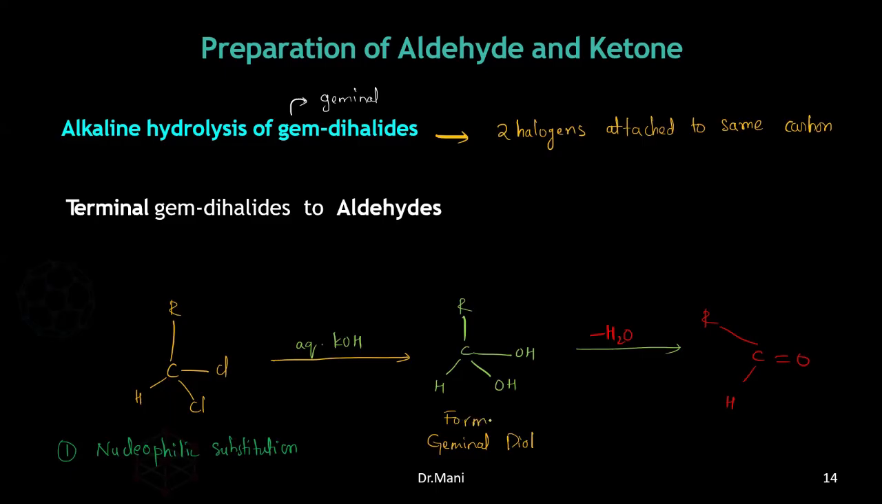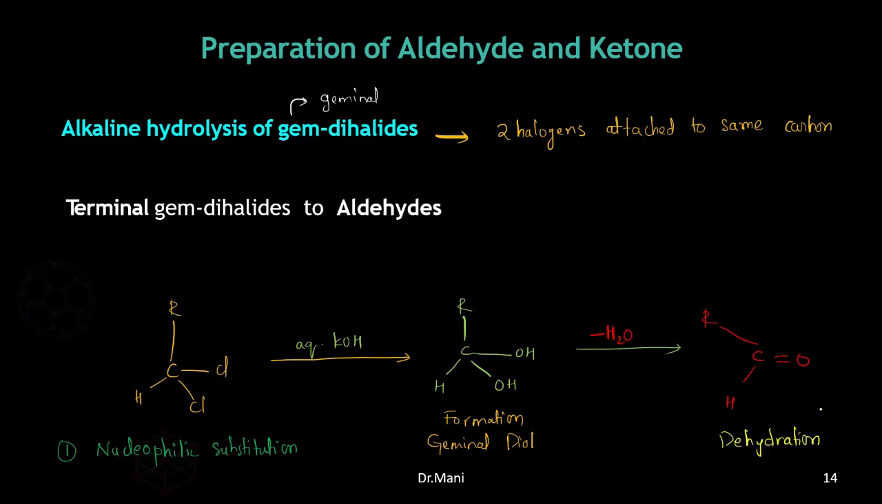So once this geminal dihalide is formed, from that you are removing the water molecule in order to form the aldehyde. So there will be dehydration. Okay, so it is taking place in three ways. One is the nucleophilic substitution, which results in formation of the geminal diol, that happens with the help of aqueous potassium hydroxide. And to remove the water from this geminal diol, you will be getting the aldehyde. Okay, so by dehydration. Understood?